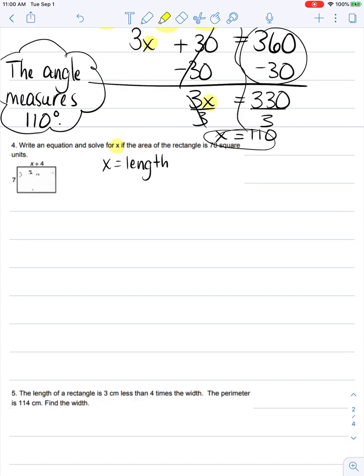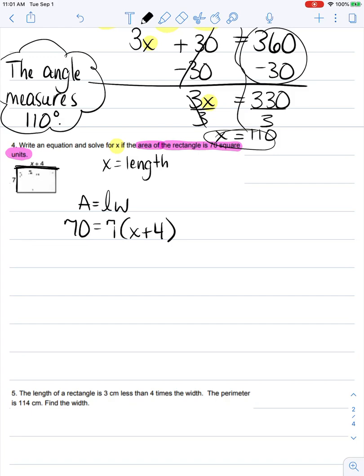So now let's write an equation. That's our next step. It says write an equation and solve for x if the area of the rectangle is 70 square units. Well, when you were in 4th, 5th, maybe 6th grade, didn't we learn that to find the area of a rectangle, we do length times width? So we're going to do the same thing here. We're going to do 7 times x plus 4, length times width. And what did it say that was? Well, it said that the area is 70 square units.